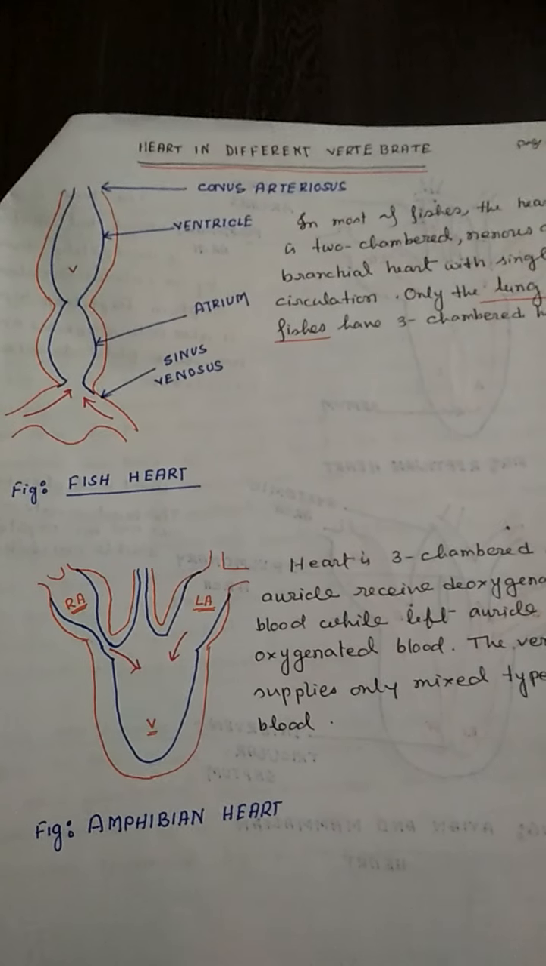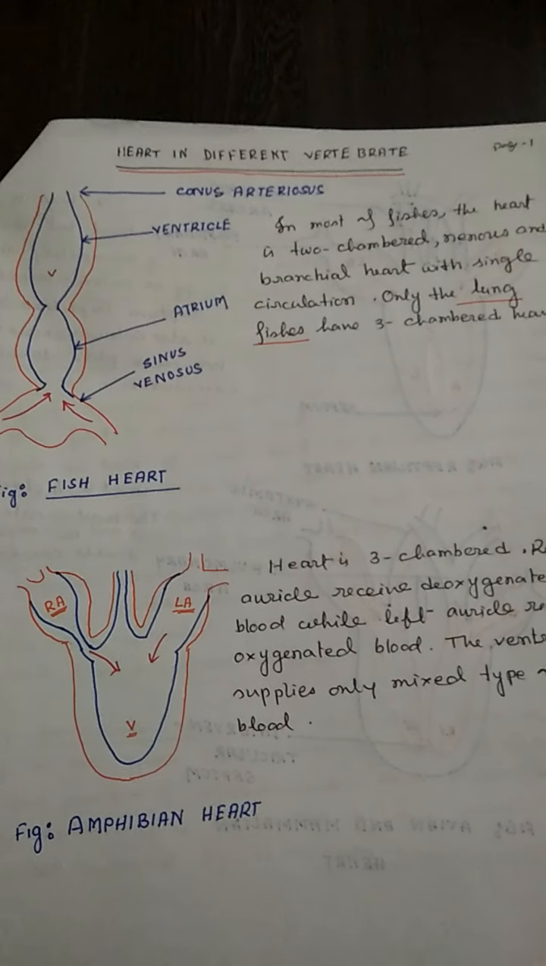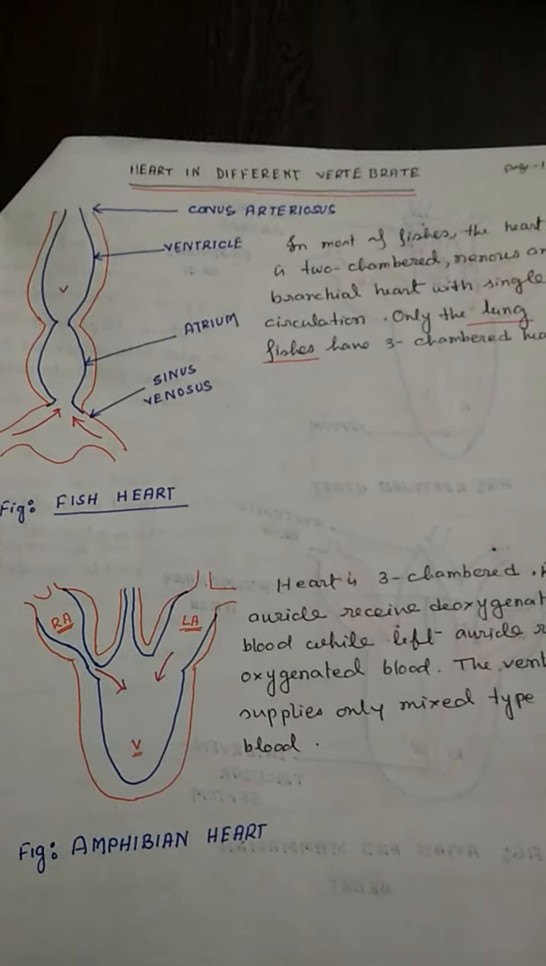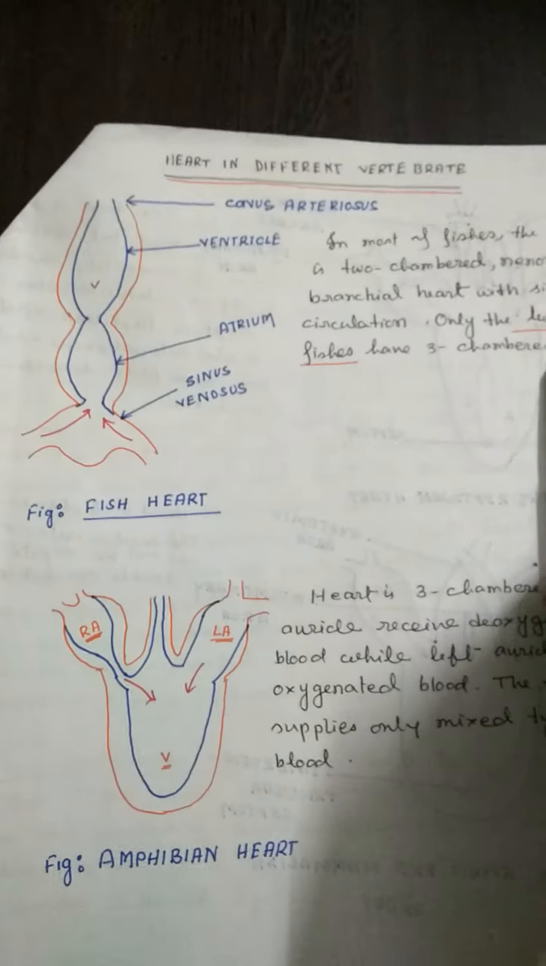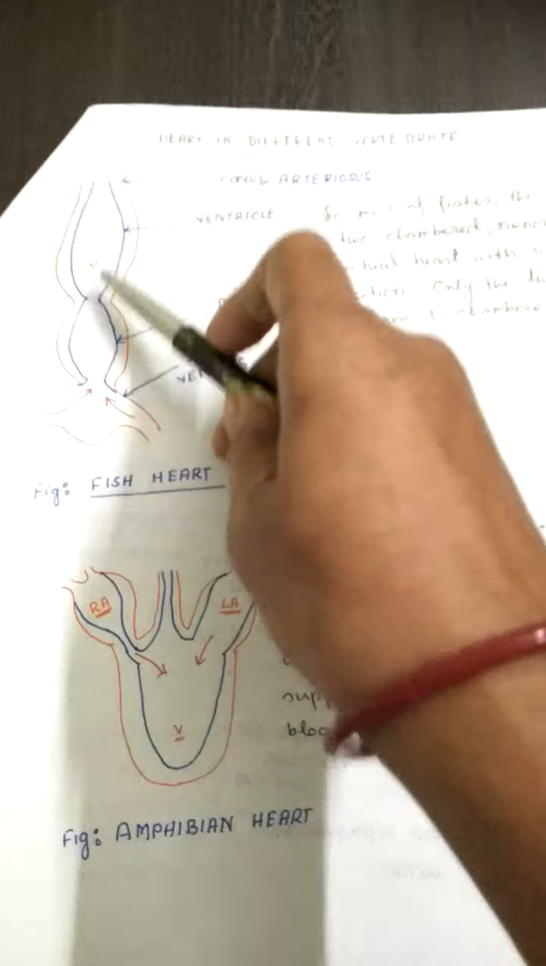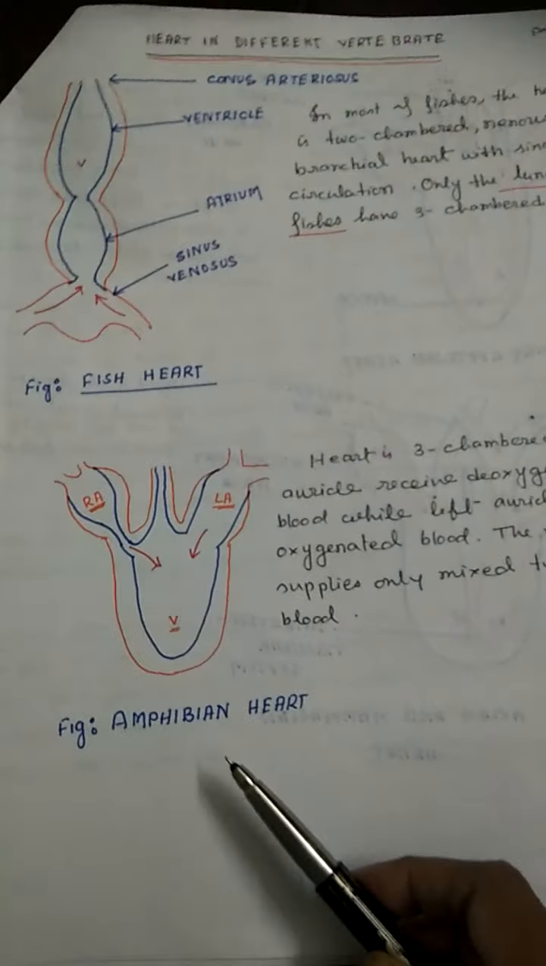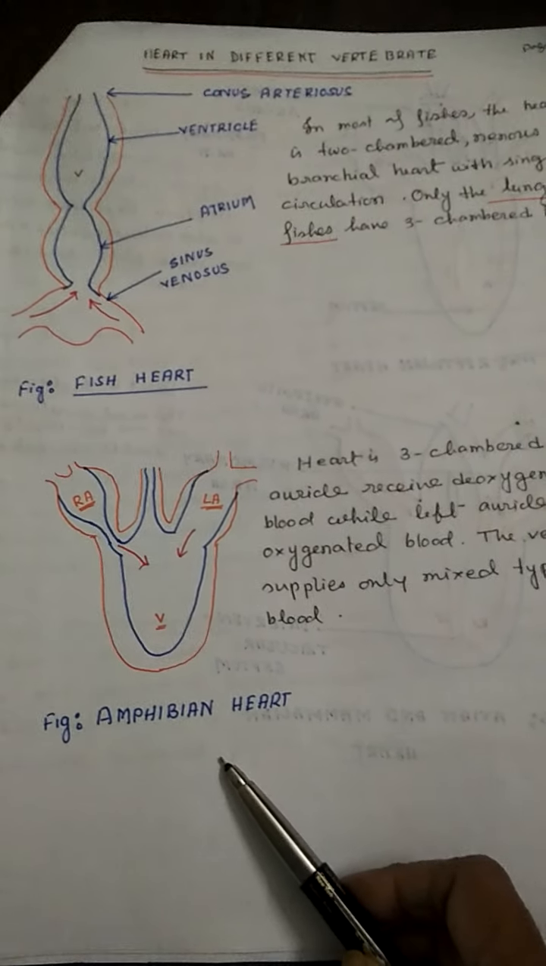Only the lung fishes, a peculiar type of fish, have a three chambered heart, while the rest of the fishes have a two chambered heart. Now the next one is the amphibian heart.